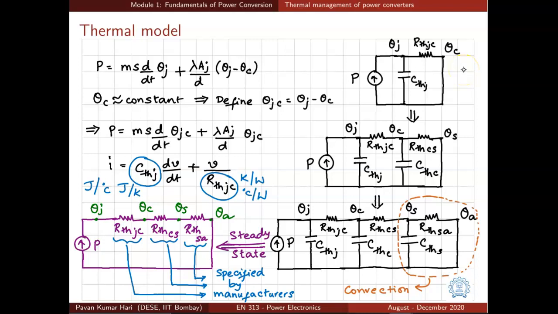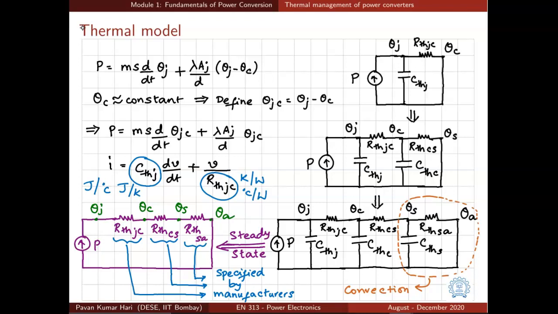So if we just consider the heat transfer from junction to case, the top equivalent circuit on the right side represents the mechanism, and that gives us the thermal model. So the same can be extended for further points in the thermal chain.